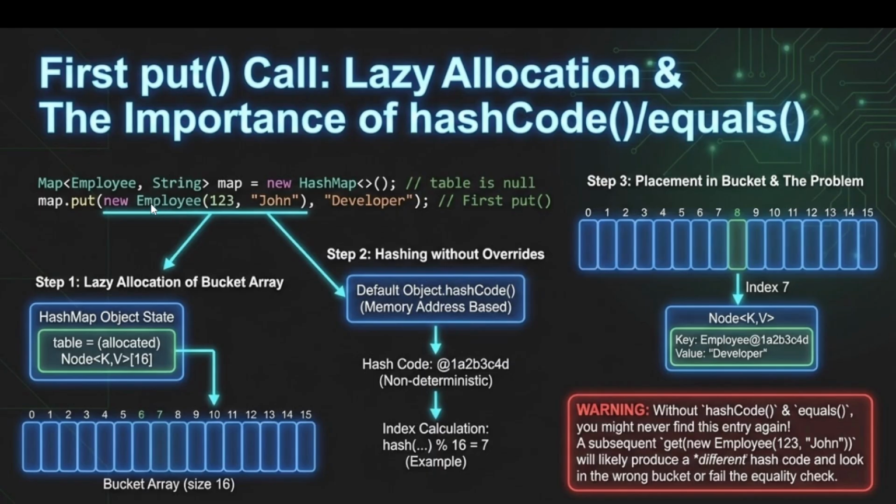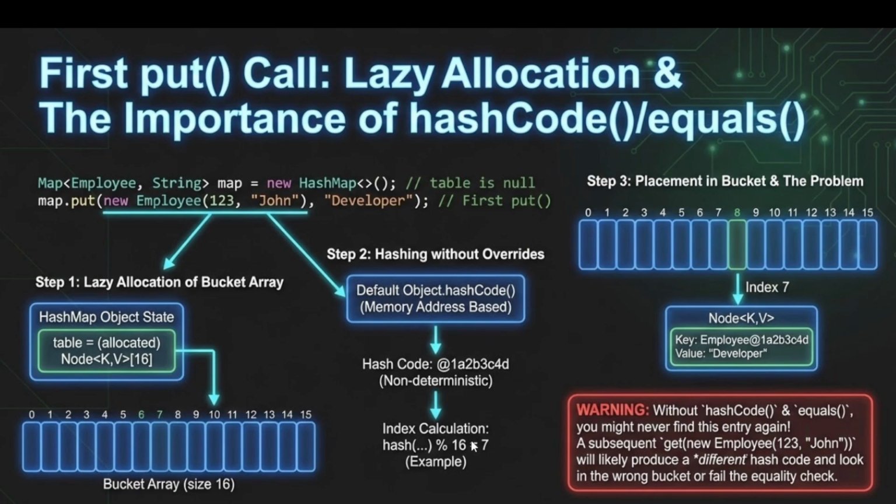Here, the new employee I have created without hashCode and equals methods. Now, the default hashCode method will be called from the Object class. You can see here, the Object class hashCode will be called, which is memory address based. The hash code, for example, will be created, not deterministic. Index calculation: suppose we got the index of 7 with this employee key. After creating the hash code, we generated the index, which is 7. Now, the placement of the bucket will be 7.